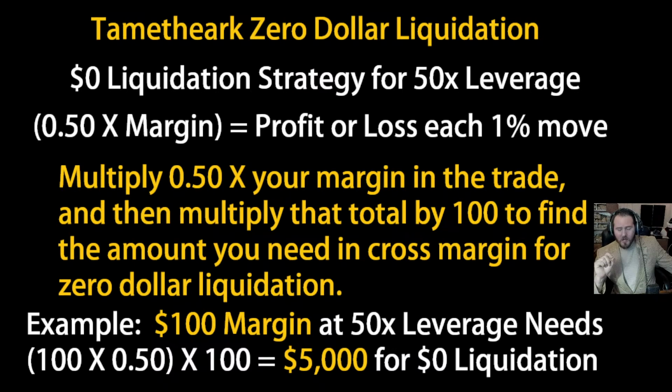Example, if you have a $100 margin at 50 times leverage, you're going to need $5,000. How did I get $5,000 to get that $0 liquidation? You do $100 times 0.5, which gives $50. Multiply that 50 by 100, and that's 5,000. So if you want to do 50 times leverage with $100 margin, you'll need 5,000 to defend it. $0 liquidation.